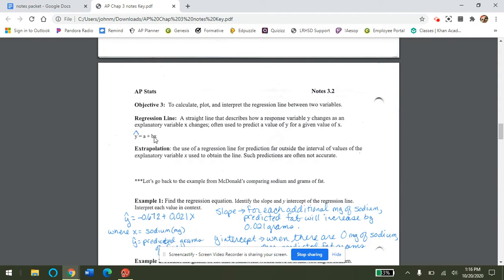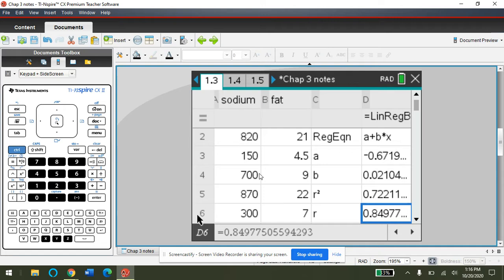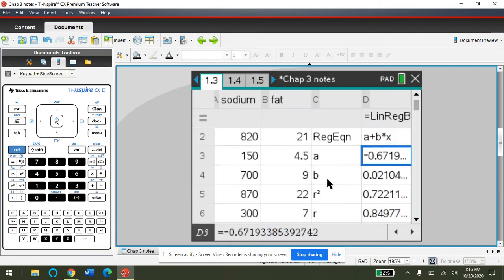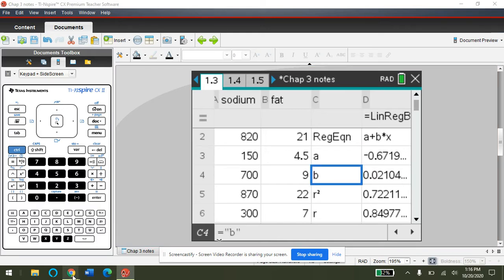That would be extrapolation. So let's go back to that example from McDonald's. What I want you to do is in your calculator, go find that sodium and fat list. I actually still have it up here when we did our linear regression. If you didn't do your linear regression, do it again in your stat calculations. The equation is y hat equals a plus bx. Here's the a, here's the b. So take a look at what I filled in.